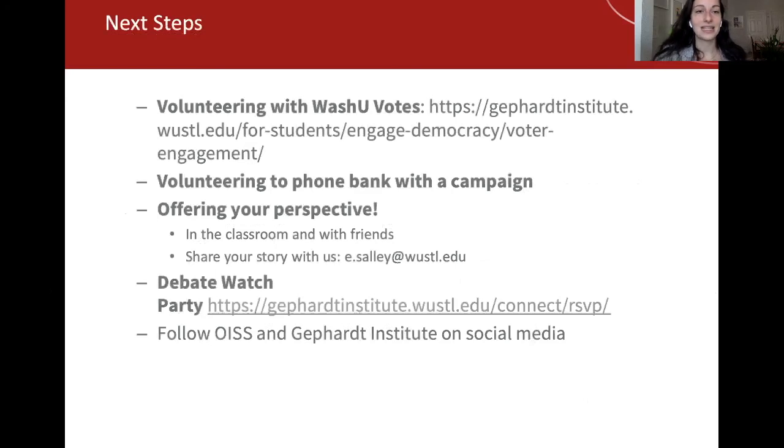And then this next step, some ideas. There's WashU Votes, which is through the Gephardt Institute, and you can volunteer with them on election day to help at the polling location on campus. So there are ways to assist voters on the day and be a part of November 3rd. There's also volunteering to phone bank with a campaign. If you are passionate about a certain candidate, then on any of these elections, on any level, you can get involved by volunteering your time to that campaign, calling voters, and assisting in those ways.